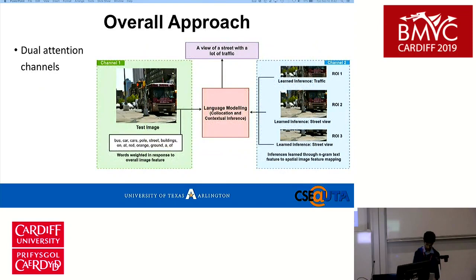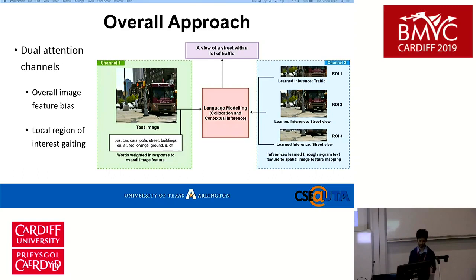Now, let's try to understand what the overall approach looks like. There are two channels. Channel one, on the left in green, aligns all the words in the context of the overall image. Then we have a second channel in blue, which further aligns all those words coming from the first channel on the basis of the current context, that is, all the region proposals given by the region proposal network. Then it aligns all those words based on the sentence history, and tries to produce or learn inferences like traffic, street view, etc.